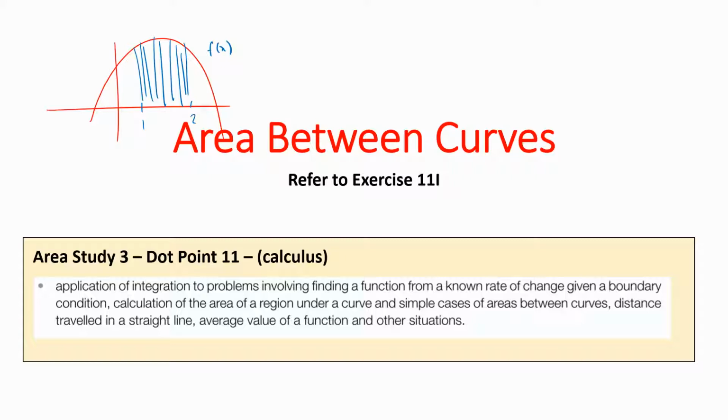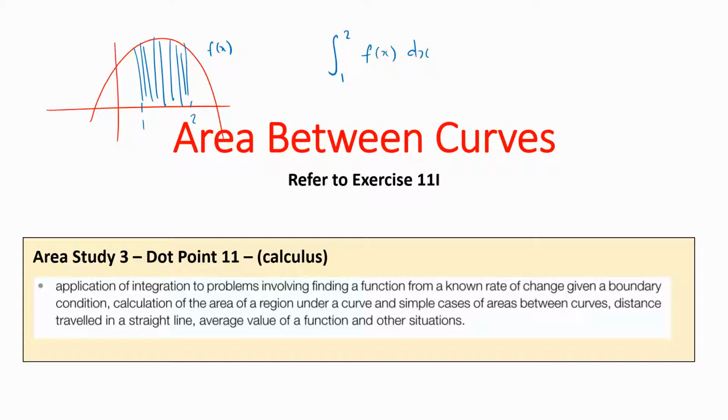It would be antidifferentiating between 1 and 2 of f of x. So to find the area, you would write the integration between 1 and 2 of whatever the function is. It could be an exponential, it could be a log, we don't care what it is, times dx, right? And you use your fundamental theorem of calculus and you do definite integrals to find the area between 1 and 2. True? Okay, so that was the area under one curve.